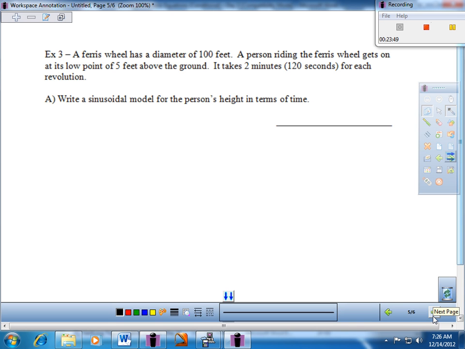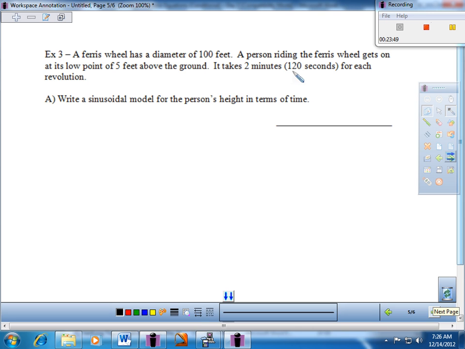So let's see, a Ferris wheel has a diameter of 100 feet. A person riding the Ferris wheel gets on at its low point of 5 feet above the ground. It takes 2 minutes or 120 seconds, and we'll just decide which one we want to use here for each revolution. Write a sinusoidal model for a person's height in terms of time.